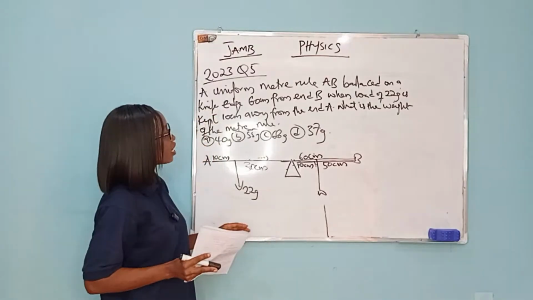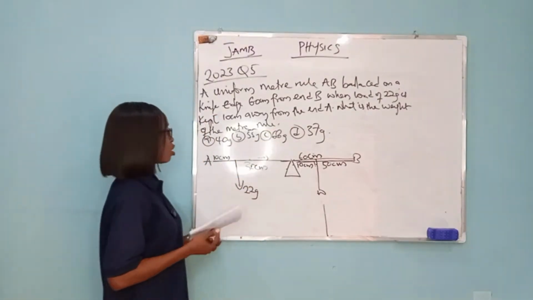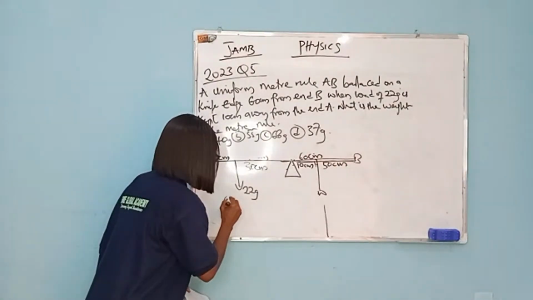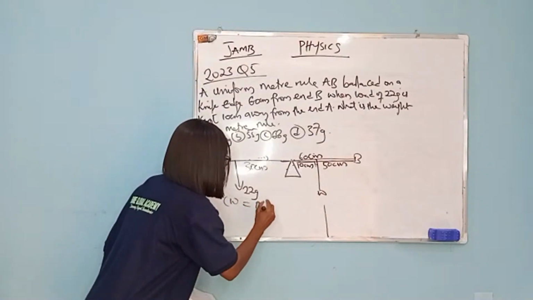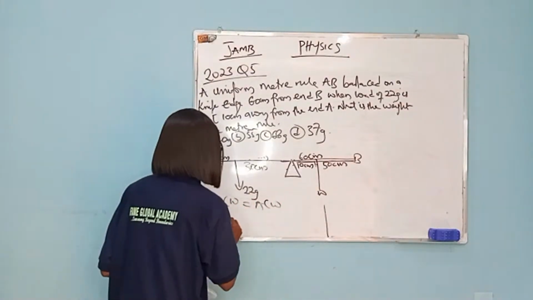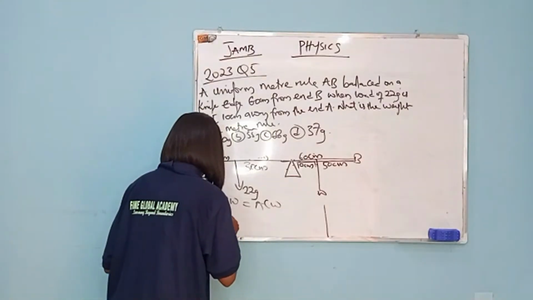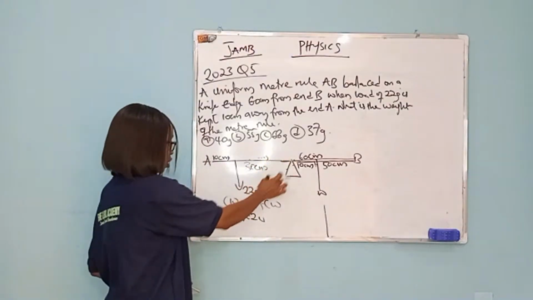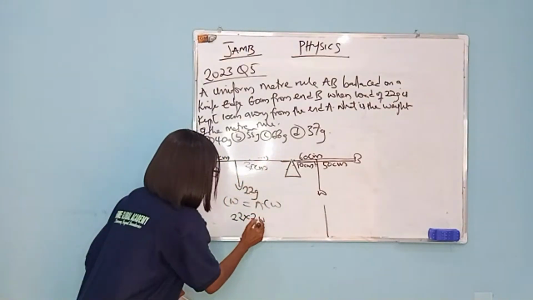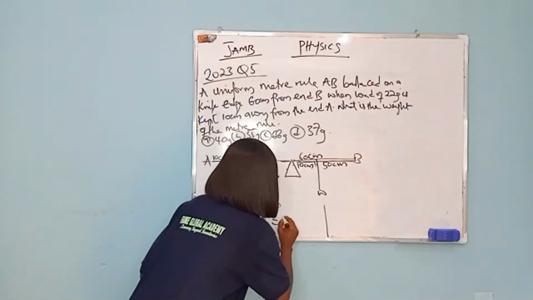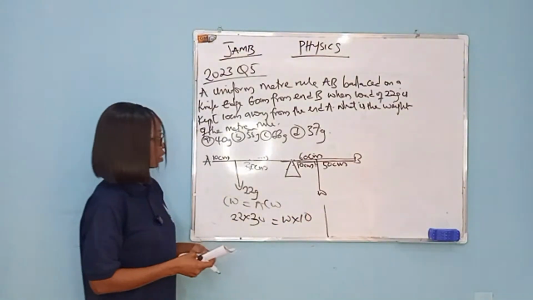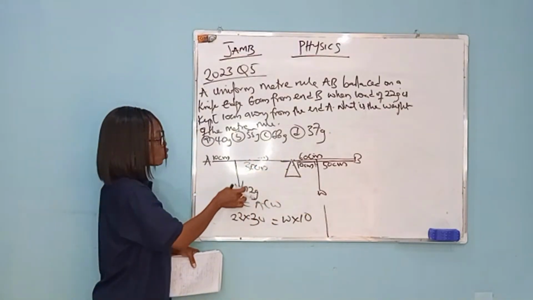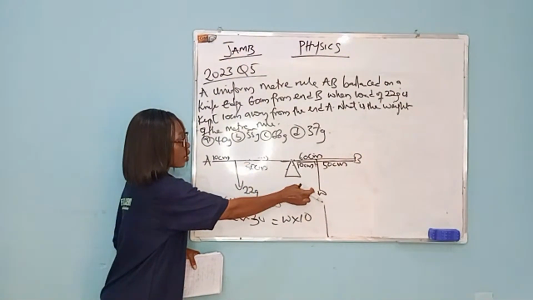Now, I'm asked to find the weight of the meter rule. So, clockwise moment is equal to anti-clockwise moment. So I have 22 times 30 is equal to W times 10. The clockwise moment must be equal to the anti-clockwise moment. So 22 times 30 is equal to W times 10.